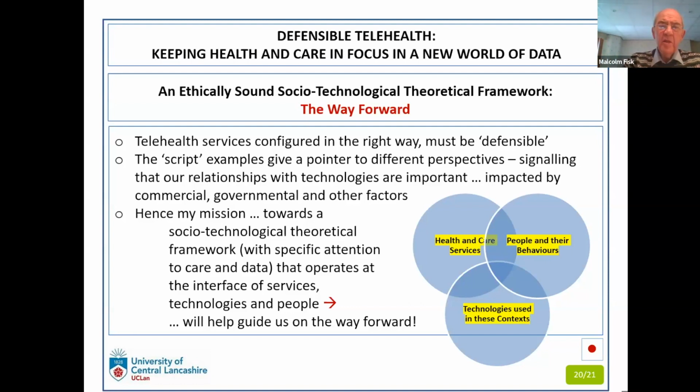I think the script example gives a pointer to different perspectives and is something I will go on to develop a bit more, because it emphasizes the point that our relationship with technologies is important, and indeed our relationship with the suppliers and marketers of these technologies is important.